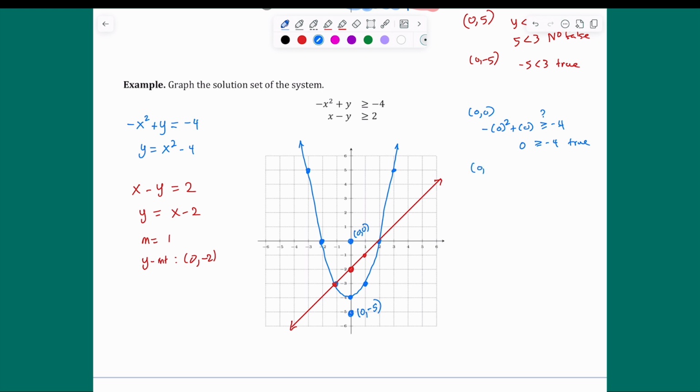And just to make sure, 0, negative 5. So we have negative 0 squared plus negative 5 greater than or equal to negative 4. So we get negative 5 on the left. Is that greater than or equal to negative 4? And that is false. Okay, so let's go ahead and shade the interior of that parabola there.